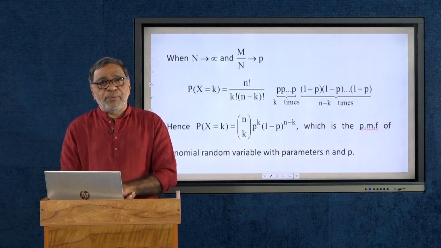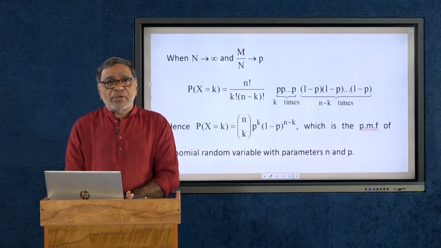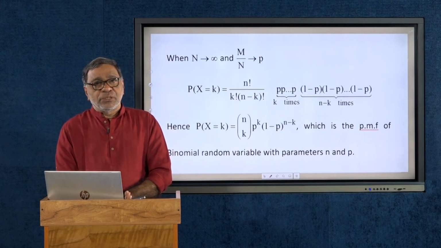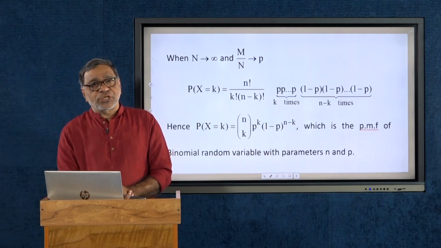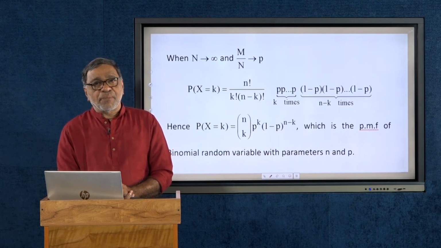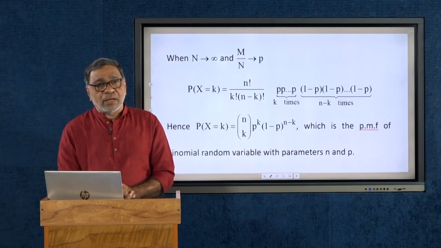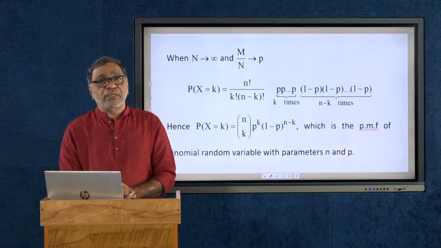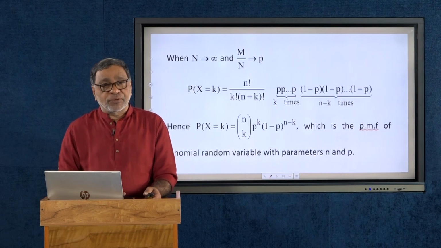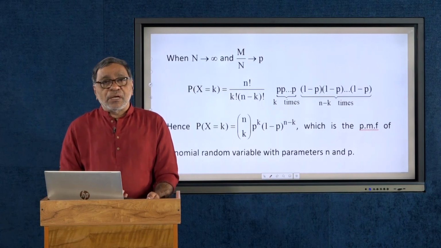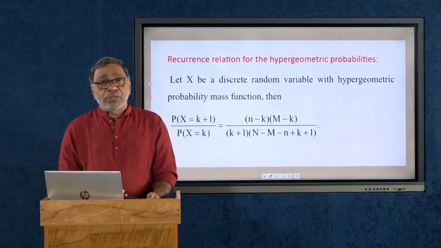And so, we proved that the hypergeometric distribution tends to the binomial probability mass function value when applying the condition that capital N tends to infinity and M divided by N tends to p. So, this is the proof relating the hypergeometric distribution and the binomial distribution.